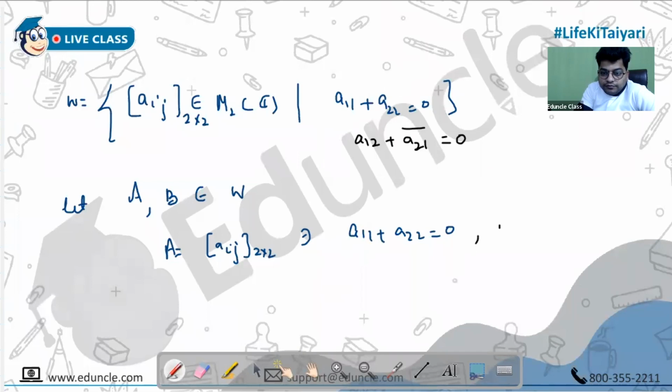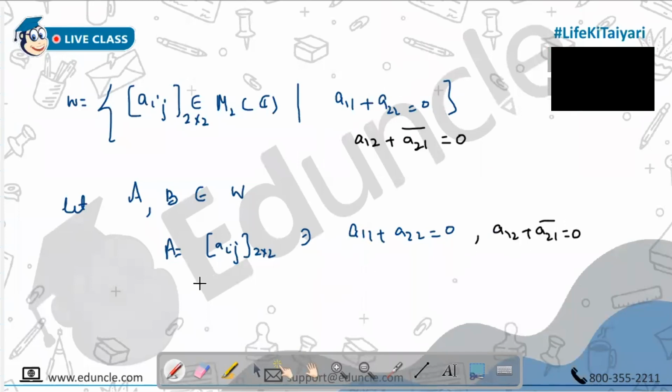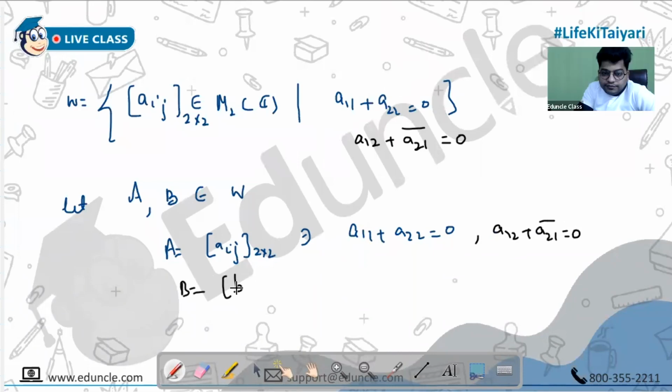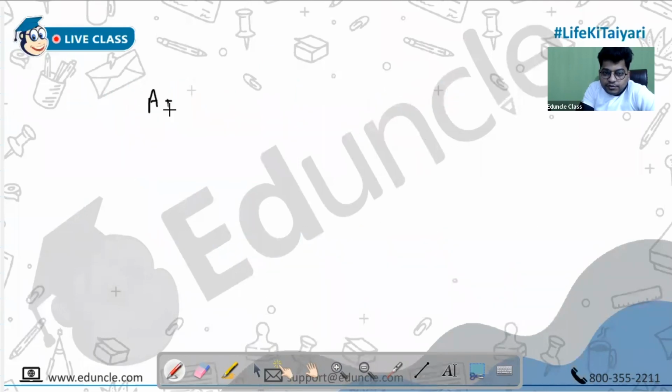So this is the condition. If you take the B matrix, in the B matrix also A11, B22, B12 plus. So just think, if you have A plus B, let us consider A plus B. What kind of matrix is A plus B?